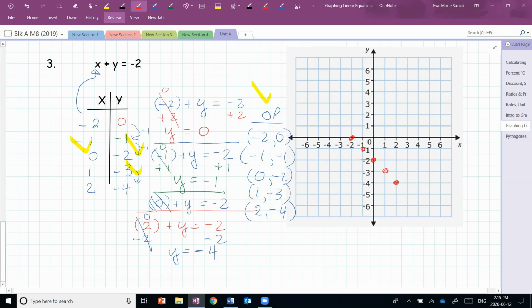And again, we should see a consistent pattern. So in this case, we're going down 1, right 1, down 1, right 1, down 1, right 1, down 1, right 1. Make sure that it's a consistent pattern. That means that all those points will be on a line. So draw your line before and after the last point and put arrows on them. There are 2 marks for the graph, so 6 marks each.